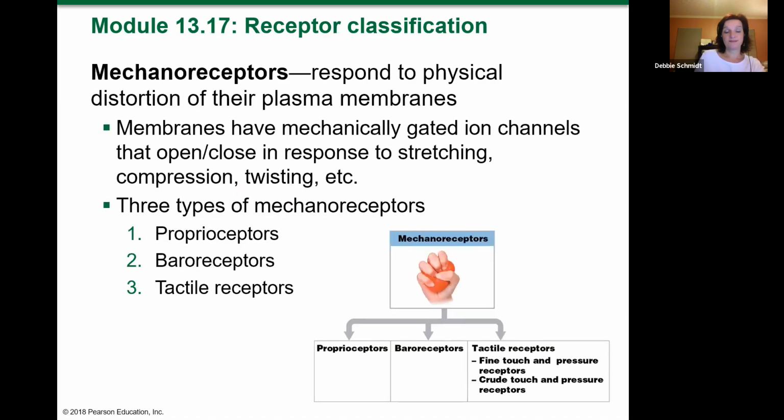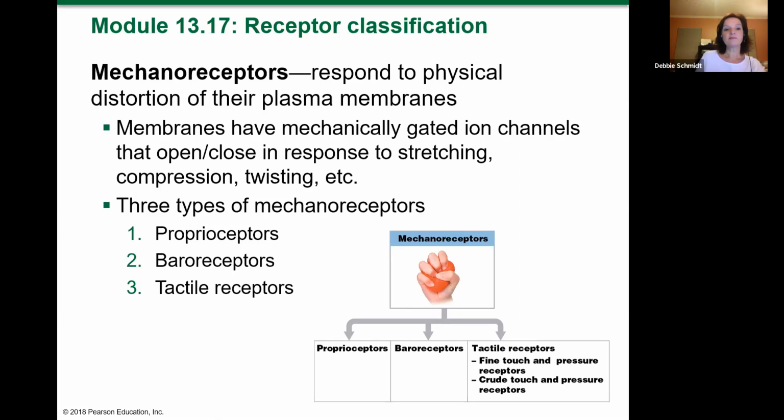Mechanoreceptors, okay, these respond to some kind of squish, a pull, twist, or some kind of distortion of their plasma membranes. So typically they have gated channels that are together, and when we distort the plasma membrane, you're opening up the gate and allowing ions to flow, and that's what depolarizes them.